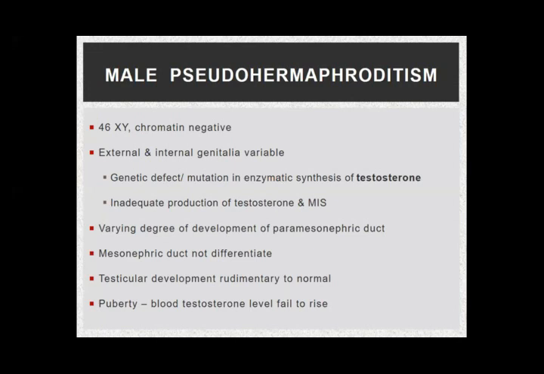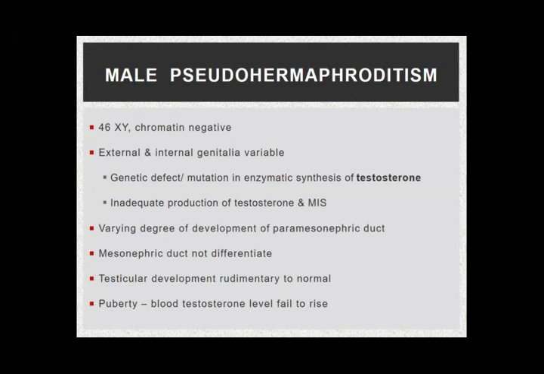Let's start with the male pseudohermaphroditism. इसमें the genetic makeup is 46XY, chromatin negative है. ठीक है? अब इसमें इंटरनल एंड एक्सटर्नल जेनिटेलिया ये वेरिएबल किस्म के होते हैं. जेनेटिक डिफेक्ट होता है इनमें, और वो जेनेटिक डिफेक्ट इज जो एंजाइम्स दैट सिंथेसाइज टेस्टोस्टेरोन, उनकी म्यूटेशन हो जाती है. Mutation in the enzyme synthesis of testosterone.